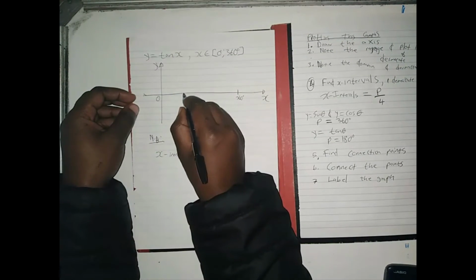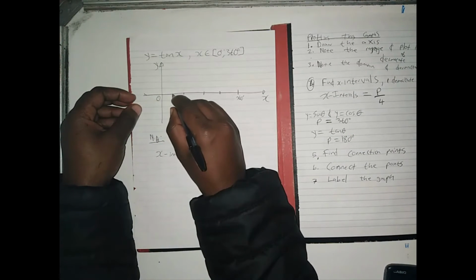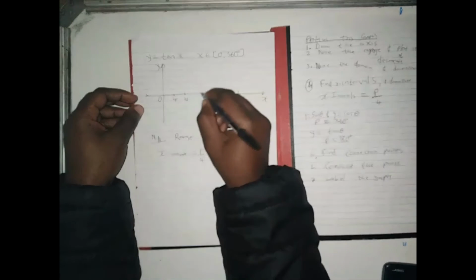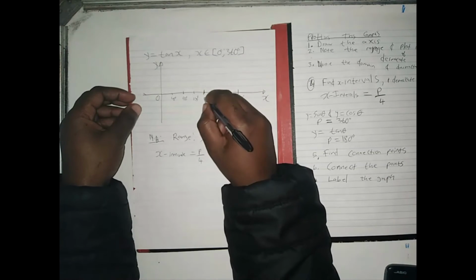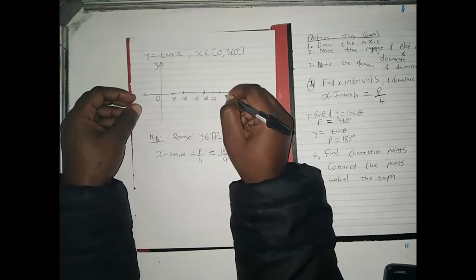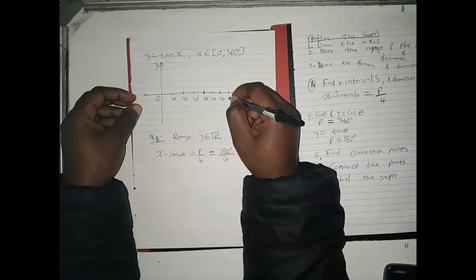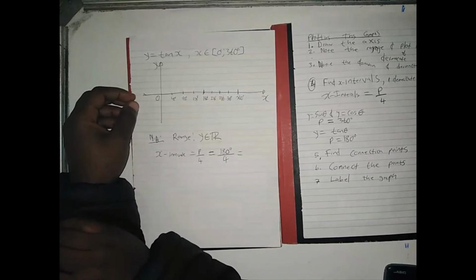So this is 90, this is 180, and then 270. So 0, and then 45 degrees. And then 45 plus 45 is 90 degrees. Then plus 45, we have 135 degrees. Then plus 45, you're going to have 180 degrees, and then plus 45, here you're going to have 225, and then plus 45, you have 270 degrees, then plus 45, you have 315, and then plus 45 you have 360. All of these are degrees.